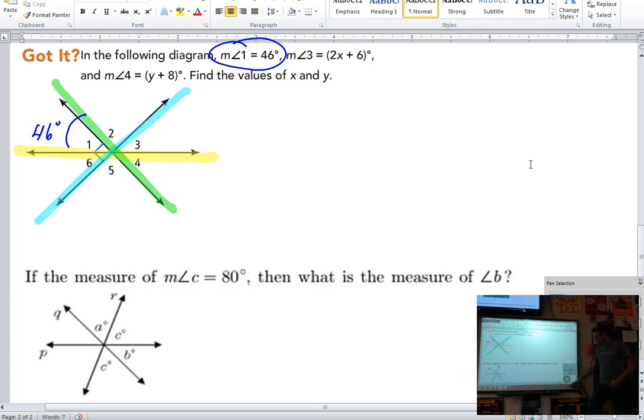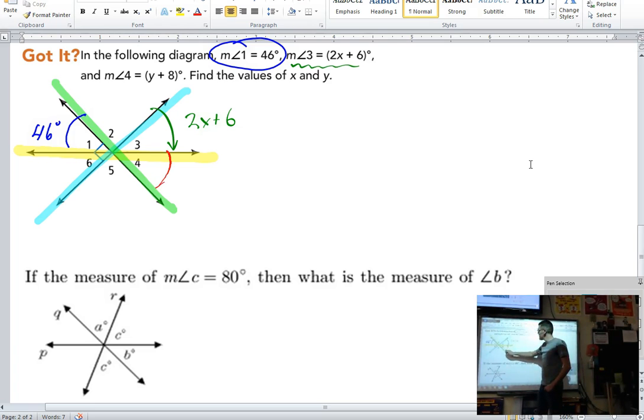And then angle 3, I would change colors if I was you. Wait, how do we figure out 46? It's given. It just tells it to me. Okay. Angle 3, right here, is 2x plus 6. Angle 4, again, I would change colors, they tell me is y plus 8. So I go ahead and label and fill in all those things, because then it asks me to find the values of x and y.